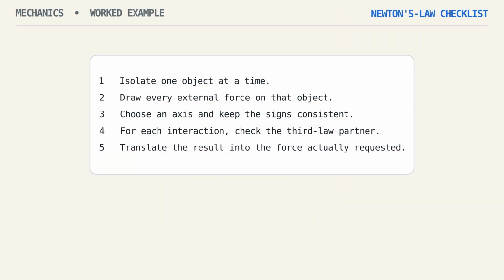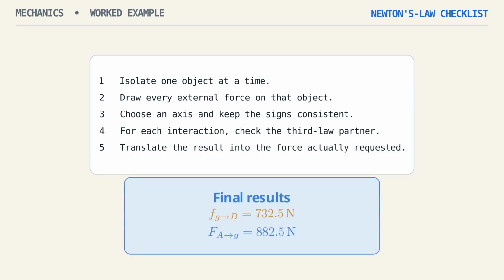The reusable strategy is to isolate one object, draw every external force on it, choose an axis, and apply Newton's second law. When objects interact, check that each force has an equal and opposite third law partner on the other object. For player B, grass friction is 732.5 newtons forward. Player A exerts 882.5 newtons backward on the ground. Always finish by checking which object exerts the force and which object receives it.